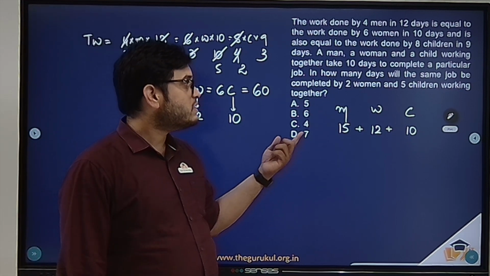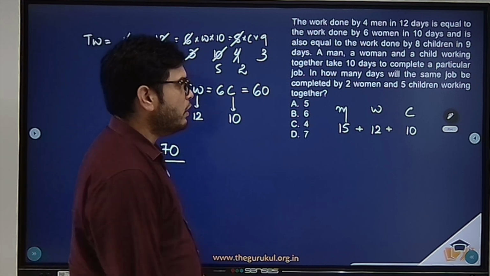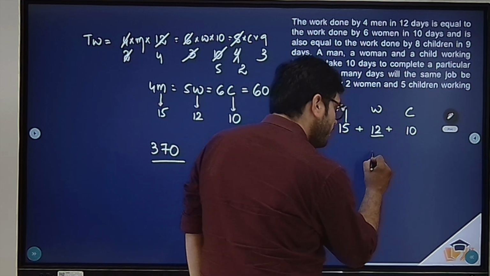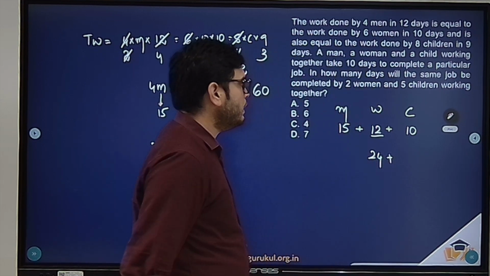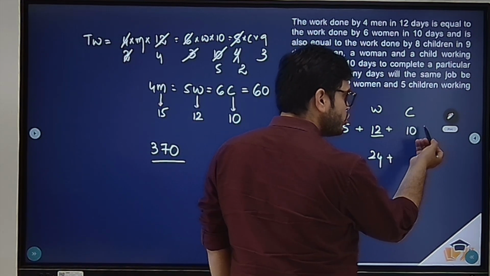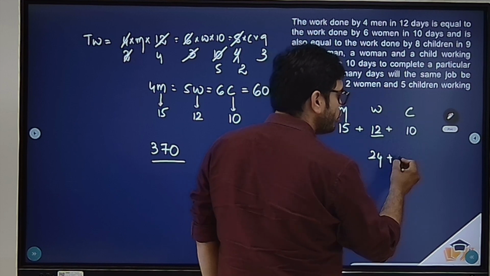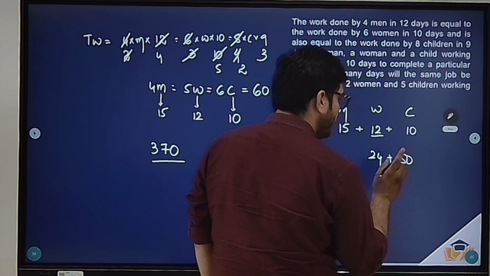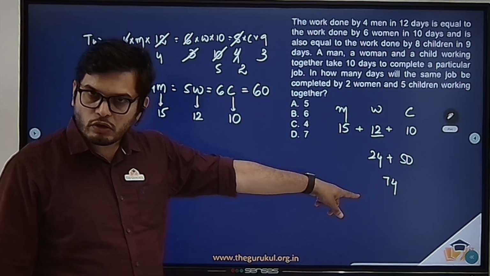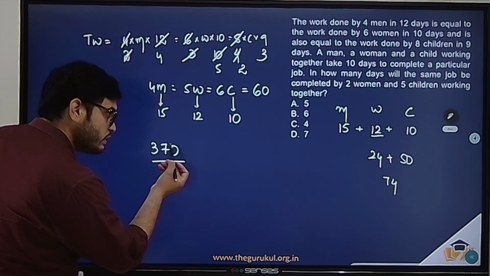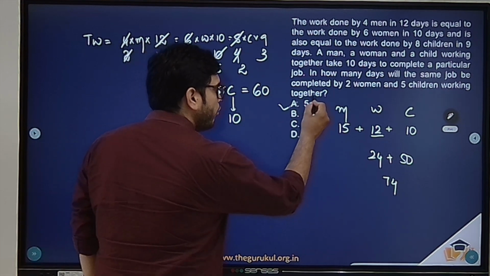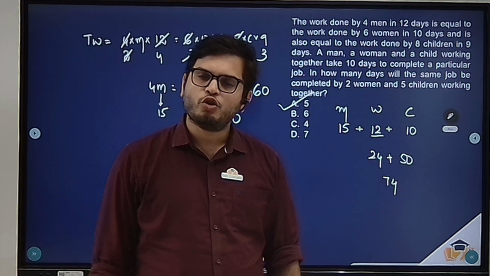Now, in how many days will the same job be completed by two women and five children working together? So, one woman will be completing 12 units of work a day, so two women will be completing 24 units. One child will be doing 10 units of work a day, five children will be doing 50. So, 24 plus 50, 74. So this group will be doing 74 units of work a day. Now to complete 370 units, they need how many? 74 times 5 is 370. They need 5 days. Hence option A should be the answer for this question.